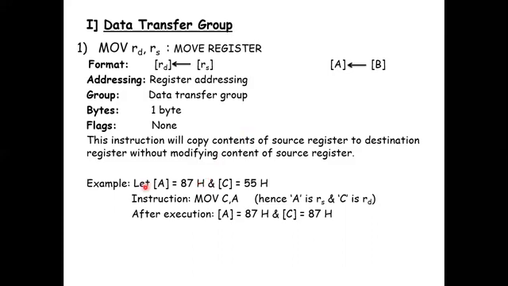They gave the example: let A equal 87, C equal 55. The instruction MOV C, A means we have copied the data from A to C. A value will be 87, and after execution C value will be 87. This is an example of data transfer, because we are copying the content of the accumulator to C.